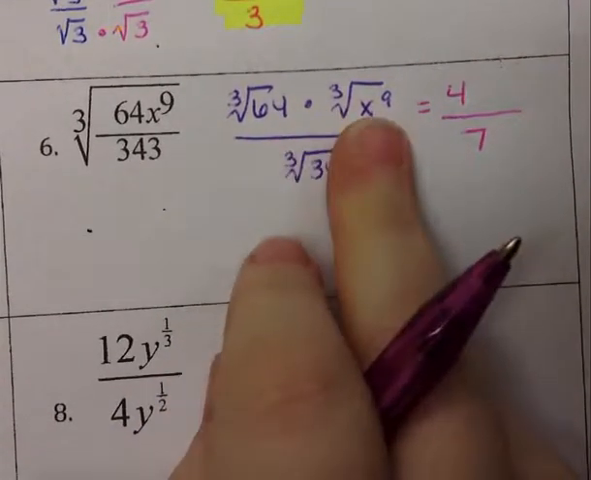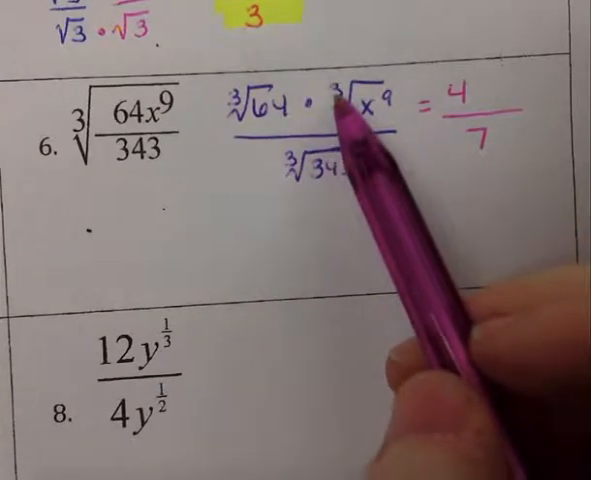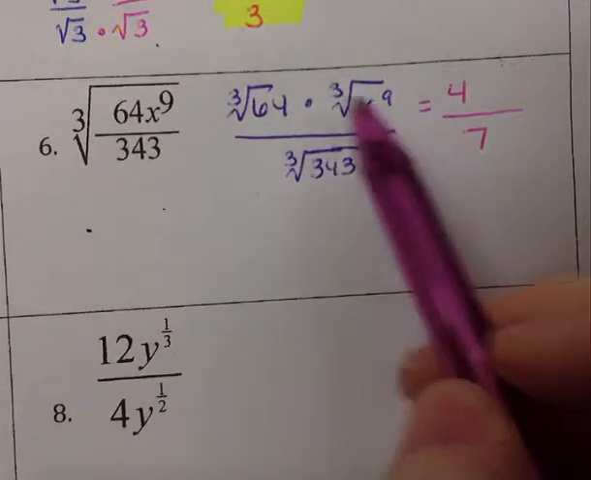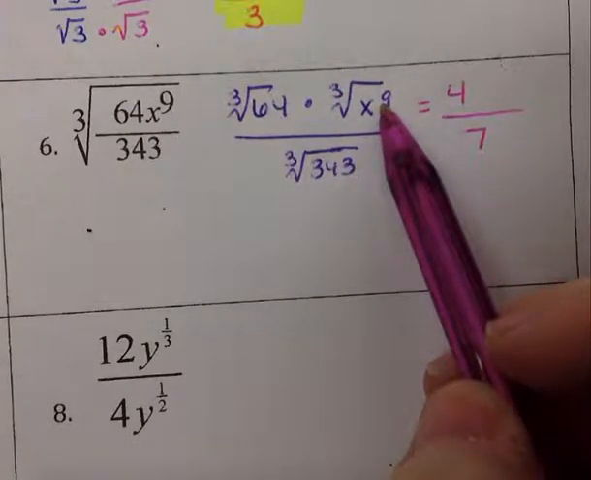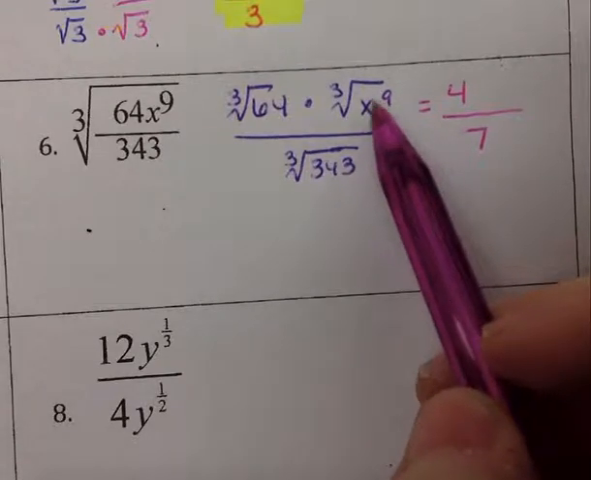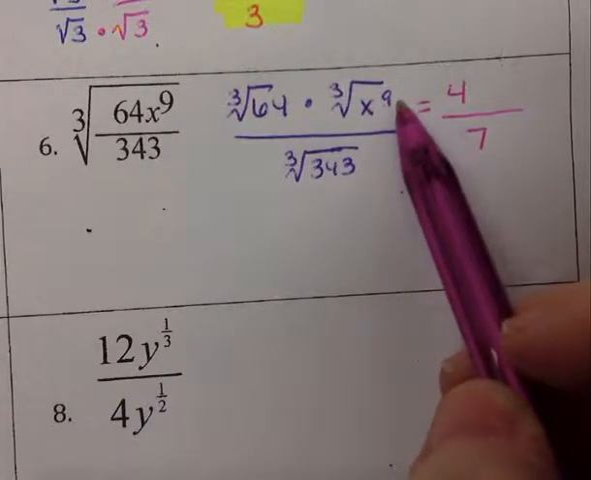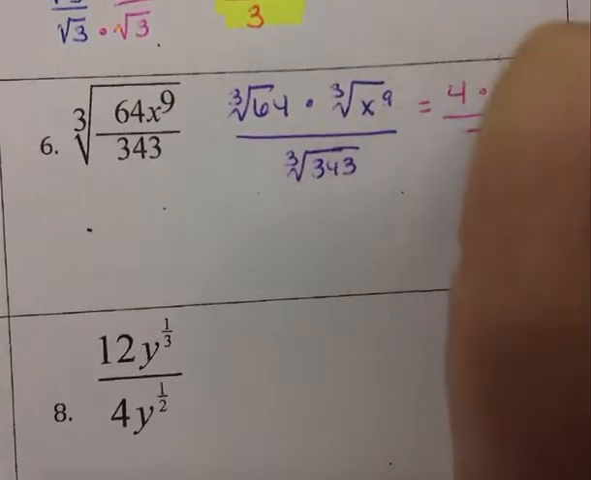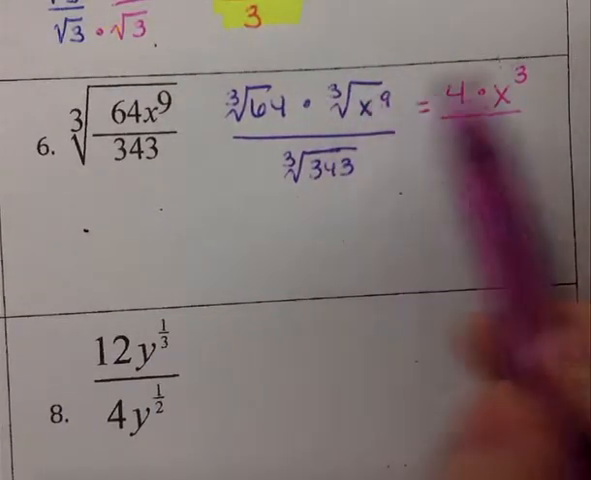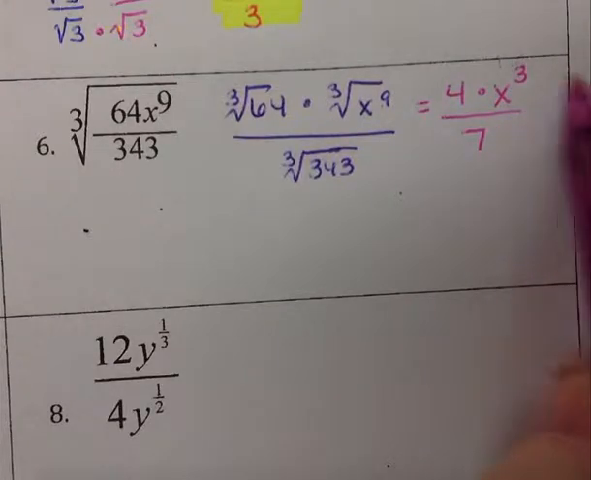So what's the cube root of x to the 9th? Now the index is smaller than the exponent, so it should simplify. 3 goes into 9 3 times with nothing left over. So this is a perfect cube. This is x cubed 3 different times. So that means that we would have an x raised to the 3rd power, because 3 goes into 9 3 times with nothing left over.